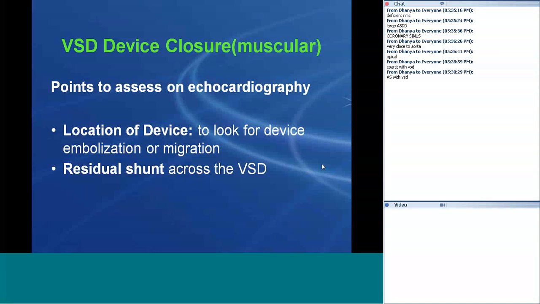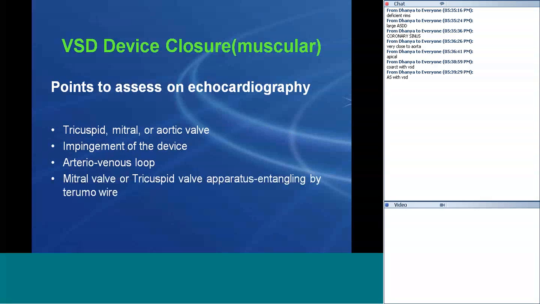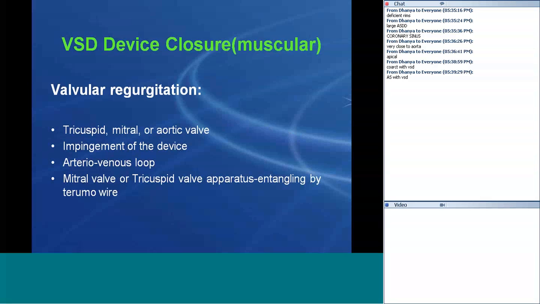Move on to VSD device closures, muscular defects. What are the points to assess on echocardiography? Again, the same things: location of device to look for device embolization or migration, residual shunt across the VSD, valvular regurgitation, tricuspid, mitral, or aortic valve.